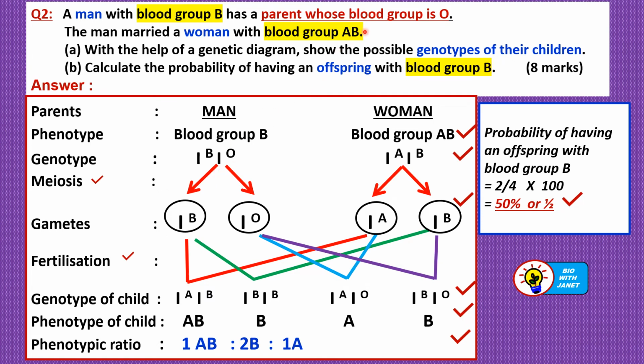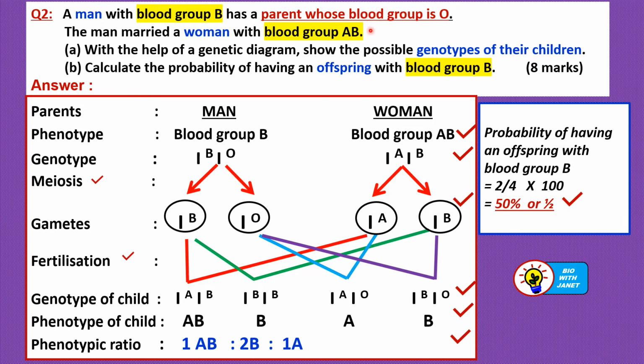Now, since his parent has blood group O, it means that the genotype of the parent is IOIO. So this parent will only give the allele IO to the man, to the son, right? So that means this man will inherit one IO allele from his parent. So he has the genotype IBIO and not IBIB. That means he's a heterozygous individual, heterozygous for blood group B. Okay, that's how you conclude from this hint here.